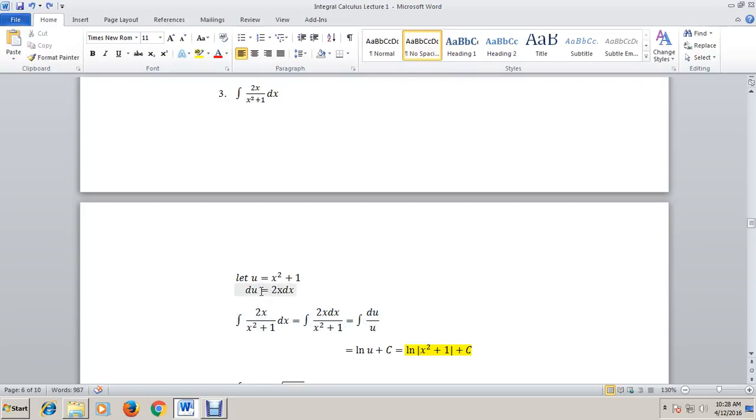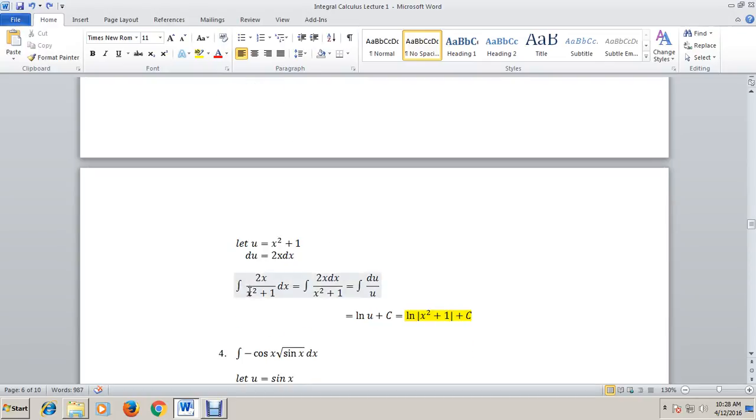Now, having to replace the representation for u and du in your original expression, 2x over x squared plus 1 dx, since you have 2x and dx here as part of your numerator, we can write this down as 2x dx. Obviously 2x dx from your representation is your du, so this is in the form of integral of du, and your denominator is x squared plus 1, which is your u. So you are left now with the representation integral of du over u.